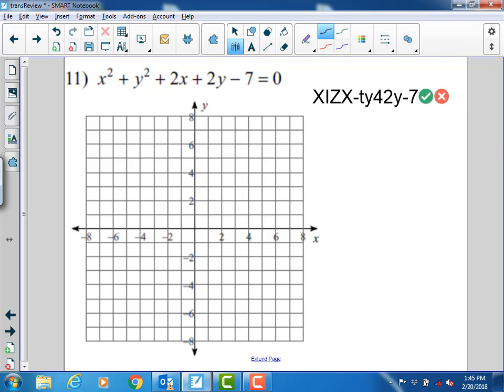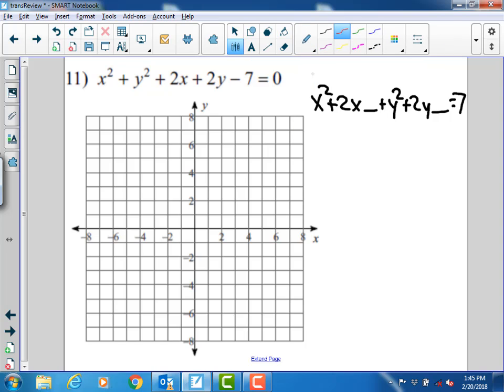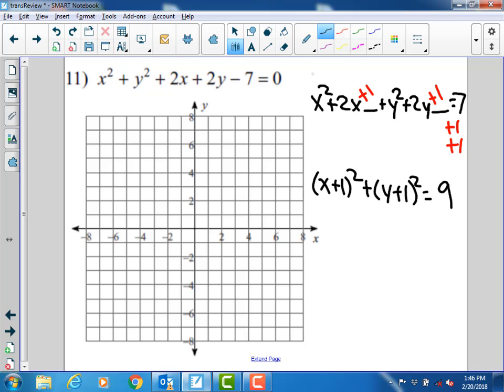So half of 2, give me 1 second. Half of 2 is 1. And 1 squared is 1. So we need to add 1 to both sides for our c value, and then same thing for y. So now we know this thing factors to x plus 1 squared plus quantity y plus 1 squared equals 9. So we know that our vertex is, I'm sorry, not our vertex, our center is located at -1, -1. And then we need to go out 3 units in each direction and draw our circle.